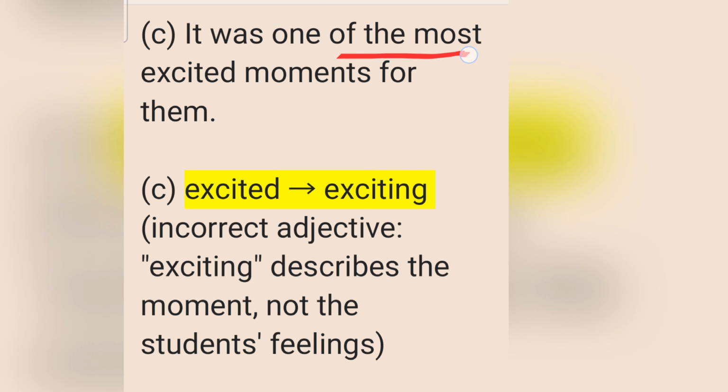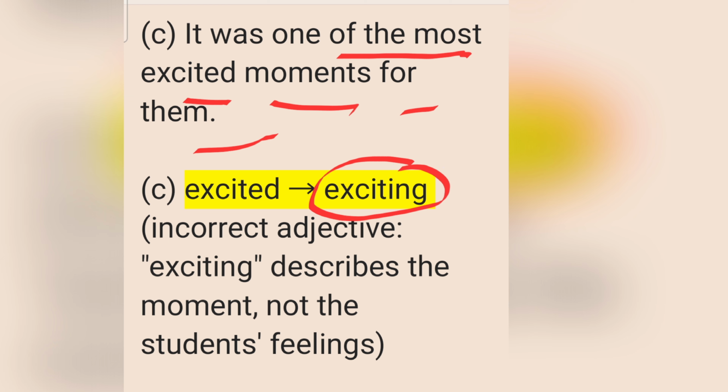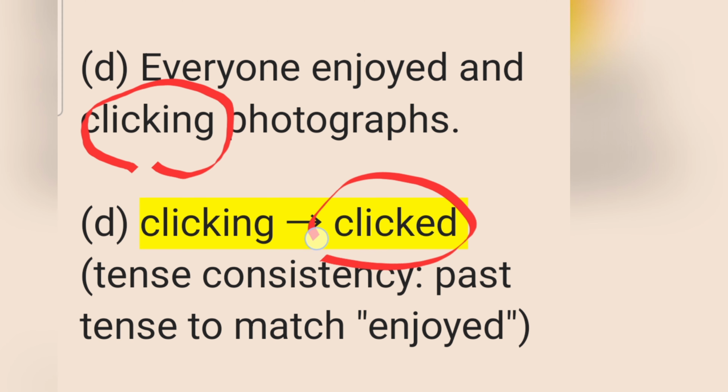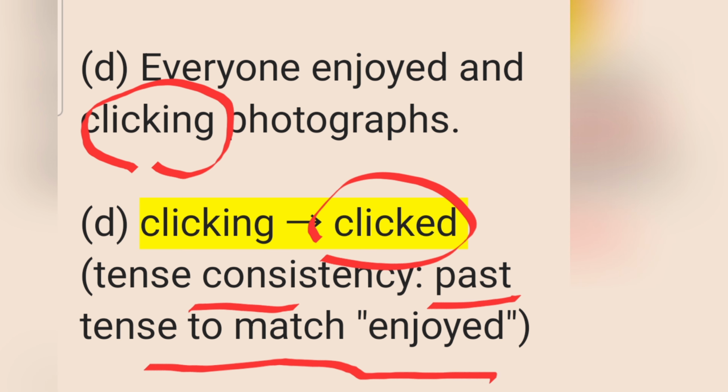See, it was one of the most excited moments for them. So here, instead of excited, exciting will come, because it is an incorrect adjective. Exciting describes the moment, not the students' feeling. So instead of excited, exciting will come. Sentence D, everyone enjoyed and clicking. So instead of clicking, clicked will come, because of tense consistency, past tense to match enjoyed. Because here and connects two verbs, so both the verbs will be in past tense, V2.